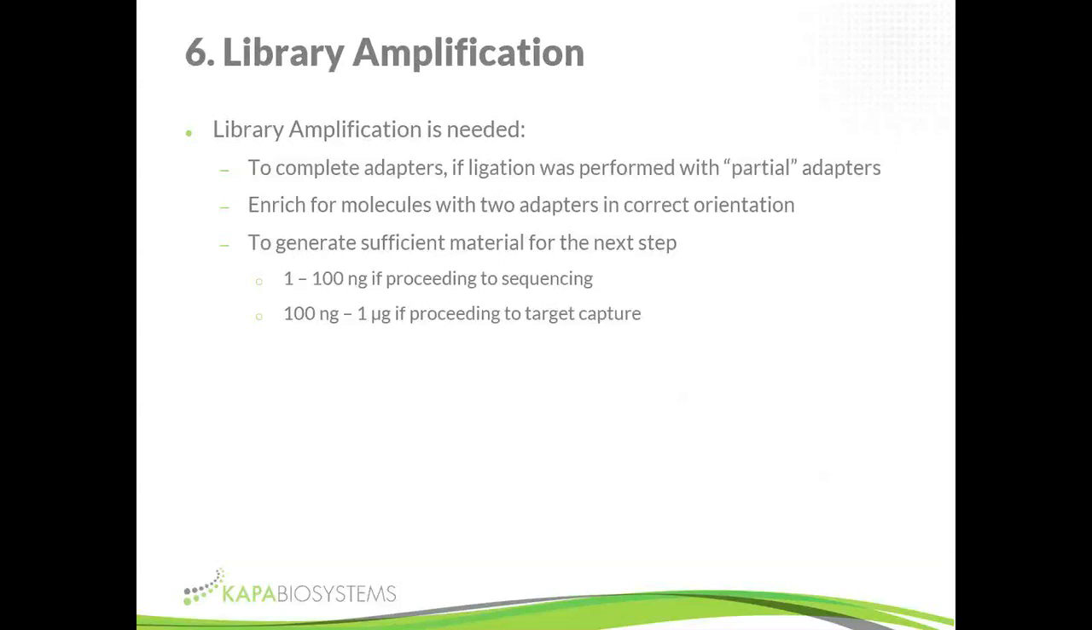If you're going to target capture with hybridization protocols, again, depending on whether you're doing one capture per library or pooling multiple libraries into a capture, which you can do, you need somewhere between 100 nanograms and a microgram for every library. So the important thing to remember for target capture is that you're roughly going to need at least 10 times more DNA than for direct sequencing.